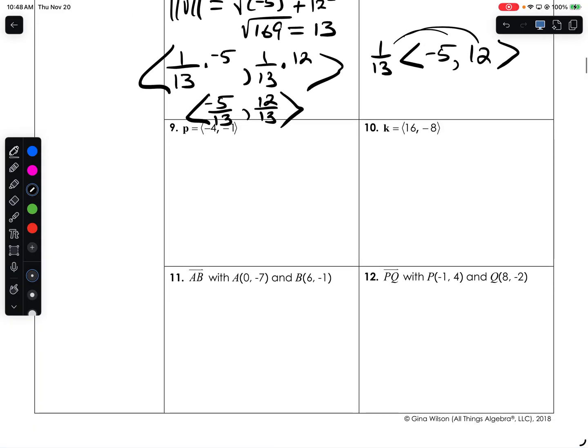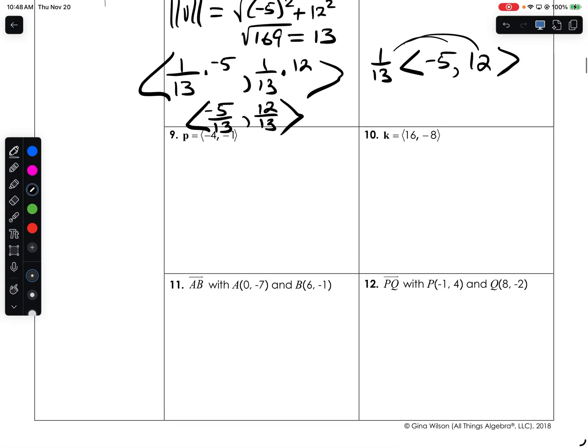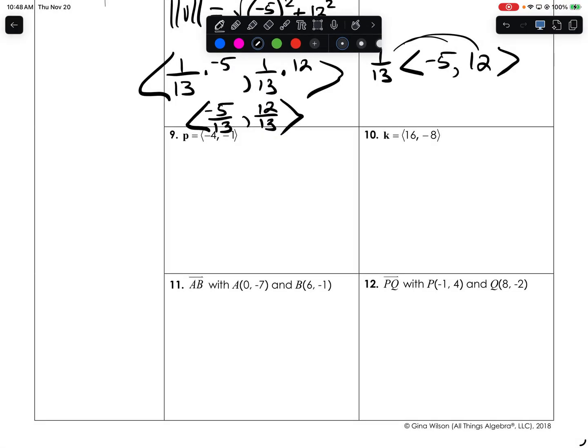So if I look at 11, what do I have to do first? What's that called? Component form, right? So that's why I like writing these little formulas down, because I forget what to do, right? And what is that component form formula? What do I subtract? X2 minus X1, comma, Y2, good, minus Y1. And then I get into component form.